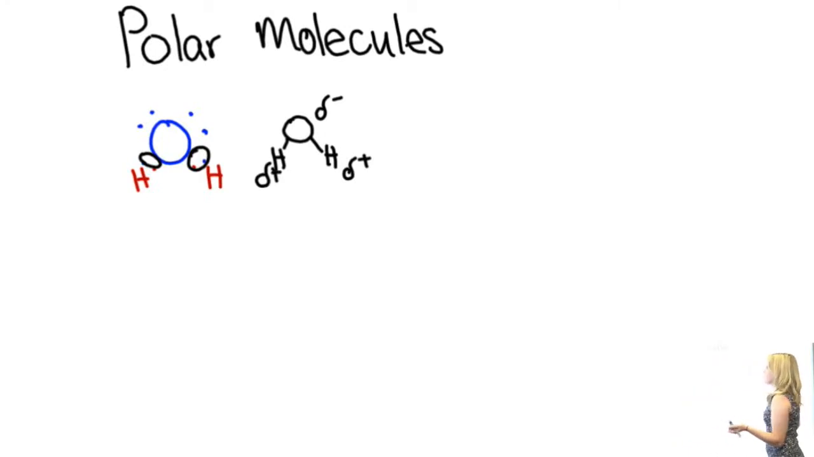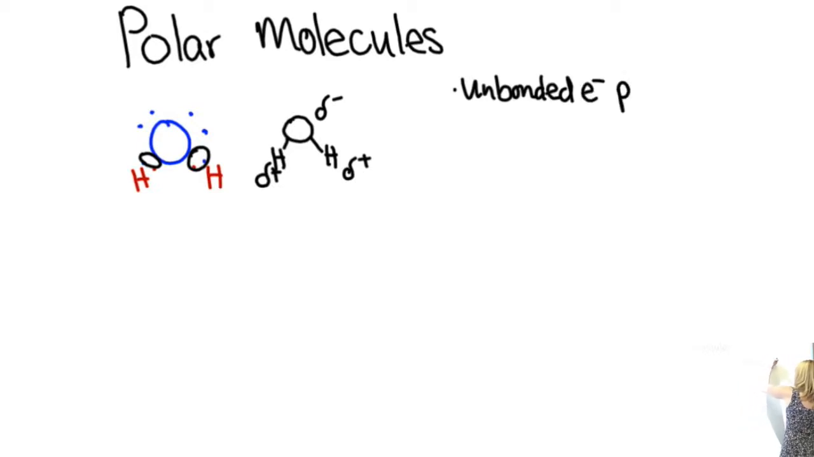So polar molecules are polar because of unbonded electron pairs. And our most common example is water.